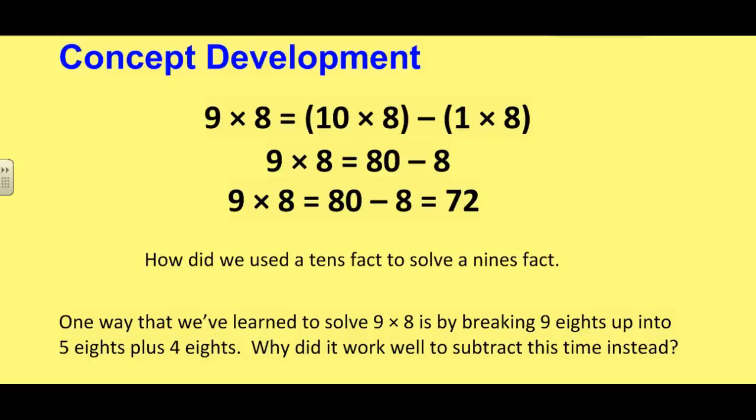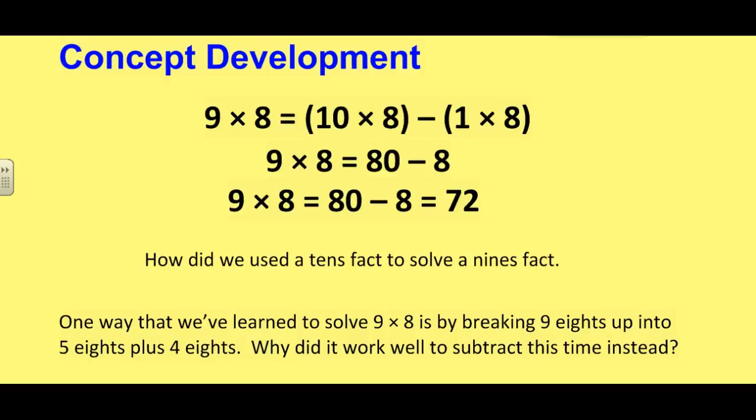So how did we use the tens fact to solve a nines fact? Well, all we did was change our 9 times 8 to a 10 times 8, so that was using our tens fact. One way that we've learned this before, using the distributive property, was taking 9 times 8 and then breaking up our 9 eighths into 5 eighths and 4 eighths, because we would break up our 9 into a 5 and a 4, because we used our fives facts to help us solve things easier. But why do you think it worked well to subtract this time instead? I want you to think about that. Why did it work well to subtract this time instead?